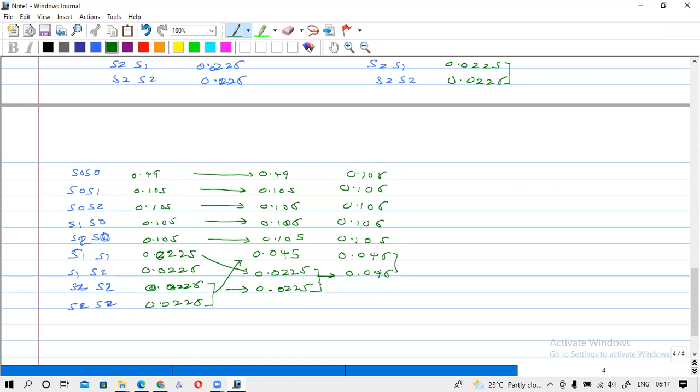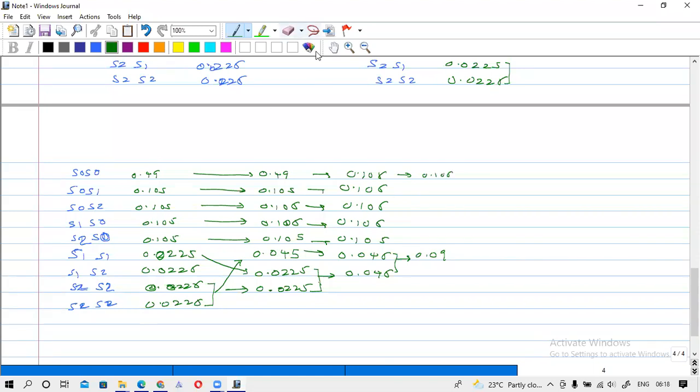No? Yeah, 0.09. Sorry, 0.09. 0.09 means still it is here. If you add these two, you will get 0.09. And this is the lowest again. So we don't need to replace this. We can write it as it is.